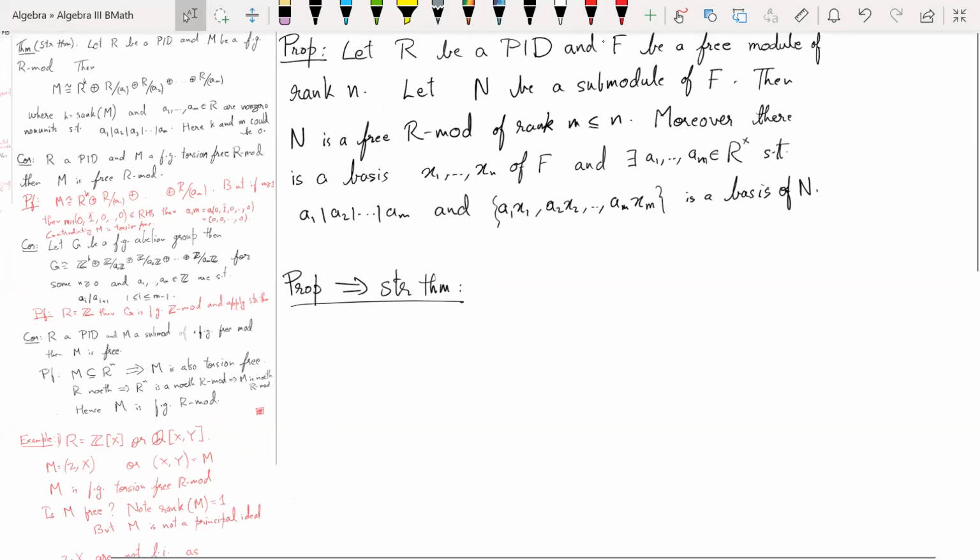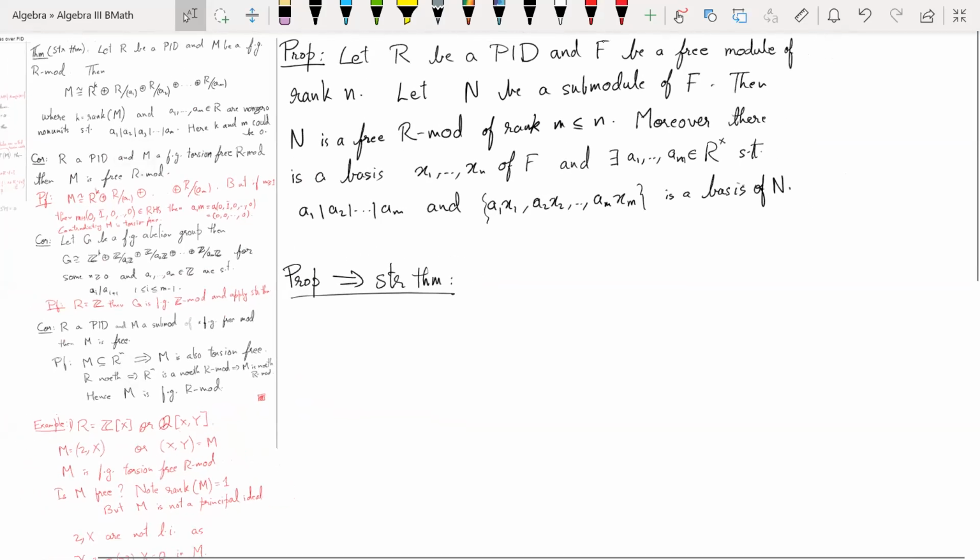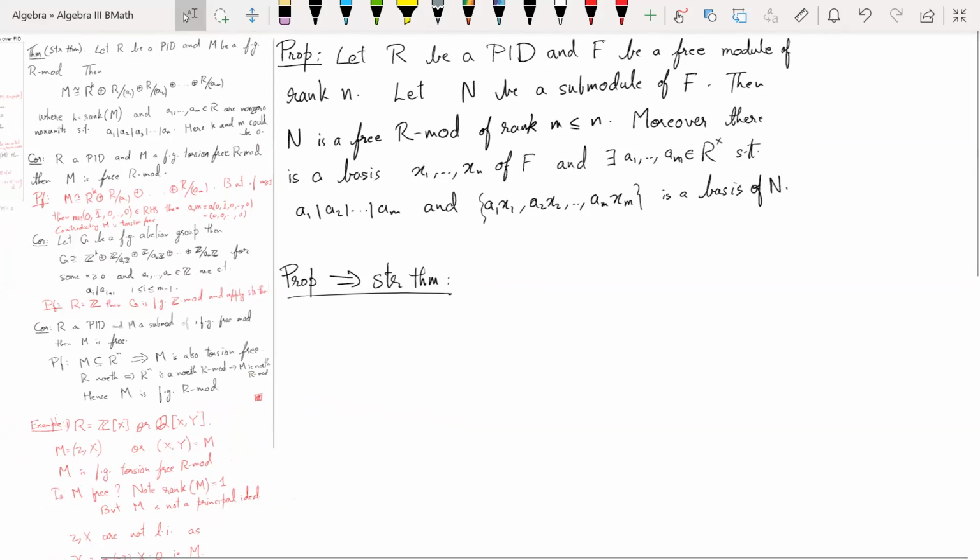Any questions before I get to the main proposition, which will be used to prove this structure theorem? This proposition is essentially the structure theorem, but I'll postpone the proof of this maybe to the next class, but I'll say how this proposition implies the structure theorem.